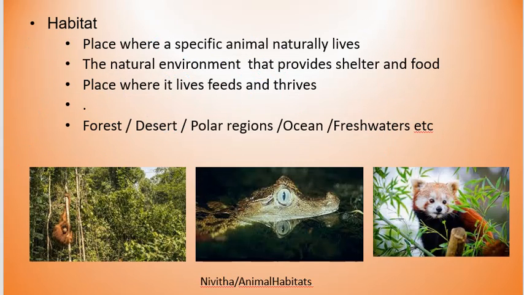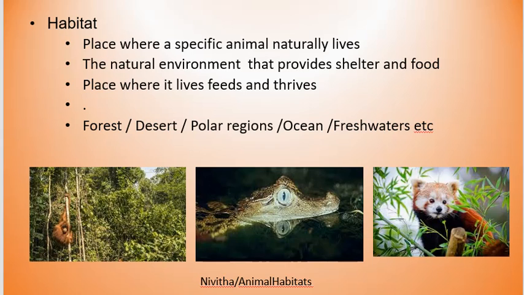So, habitat is a place where the animal gets its air to breathe, water to drink, food to eat, and a shelter, a place to live safely. The place where the animal naturally lives. The place where the specific animal can be found in nature. The place where it cannot just survive but thrive. That is called a habitat.